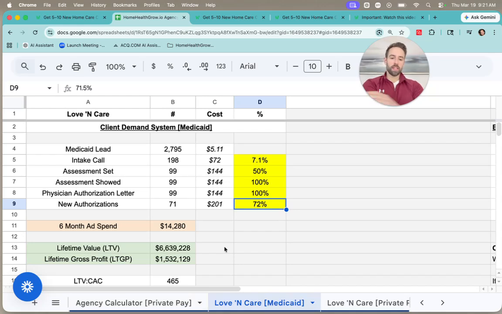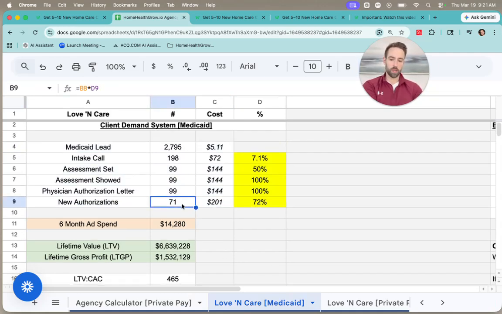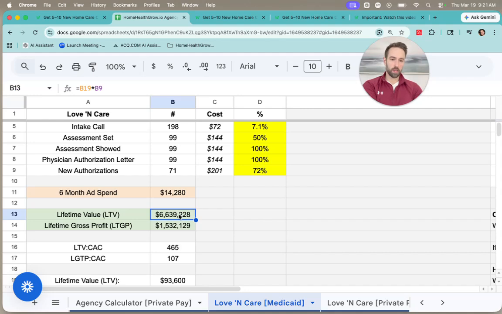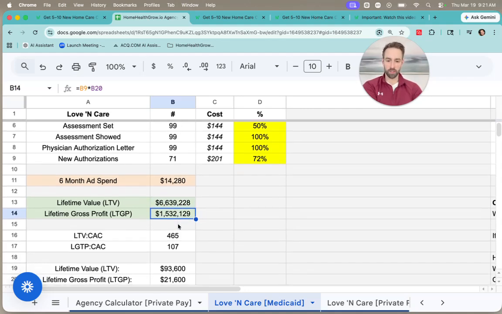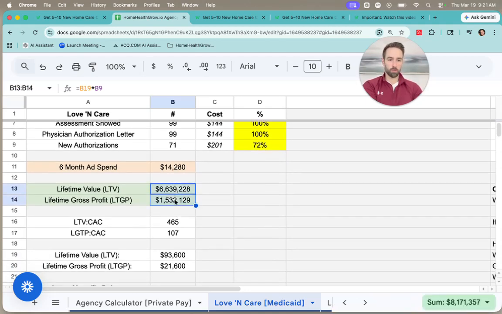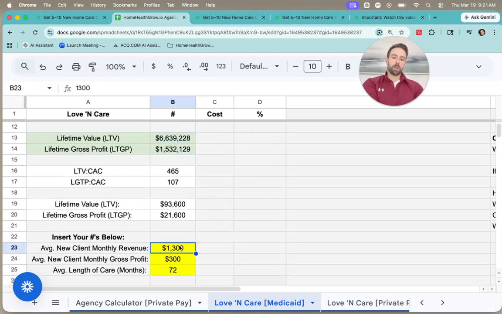So let's look at the numbers, right? All the way through, she got about 2,800 leads, 71 became new authorizations. It's about 6.6 million in new projected revenue, 1.5 million in new projected gross profit. Now, we don't just make these numbers up. Where do we get them? We get them from her client monthly averages.